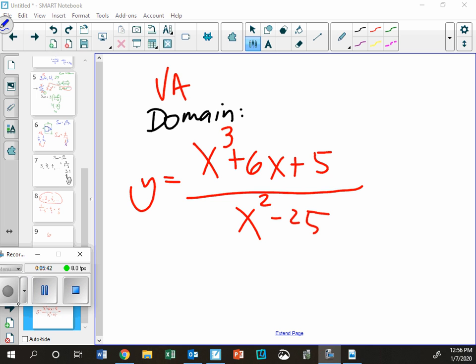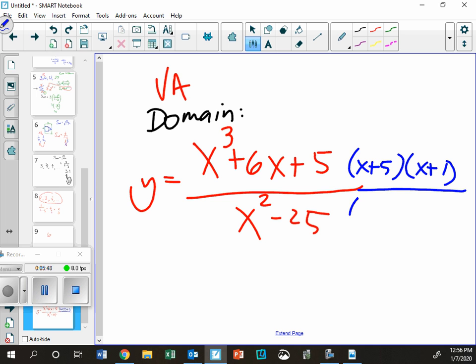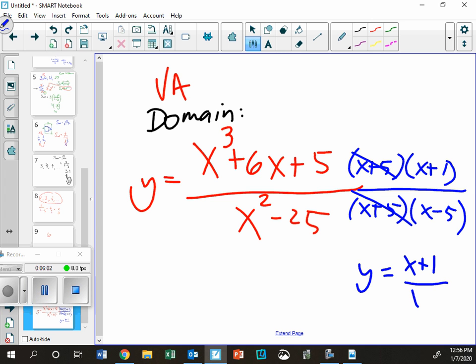All right, so you should have factored it to x plus 5 and x plus 1, and on the bottom, x plus 5 and x minus 5. Now, things cancel. Cancel, cancel. I'm going to write down what I call the resulting function. Just to clarify, this is not, uh-oh, all right.